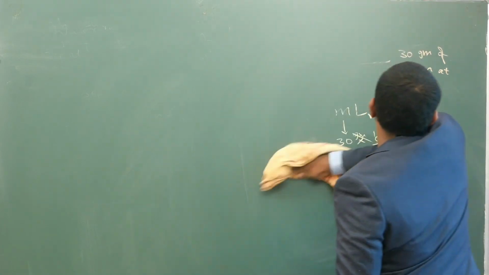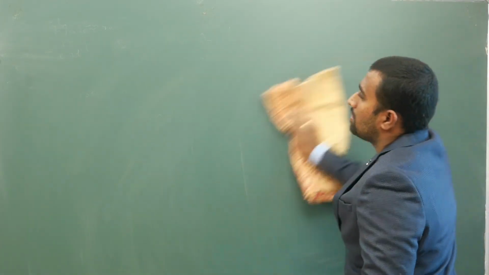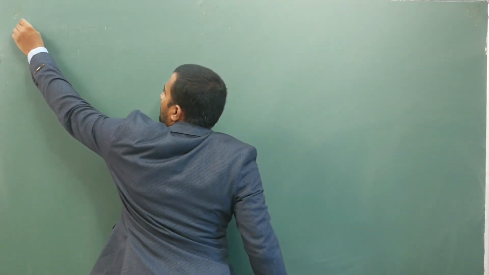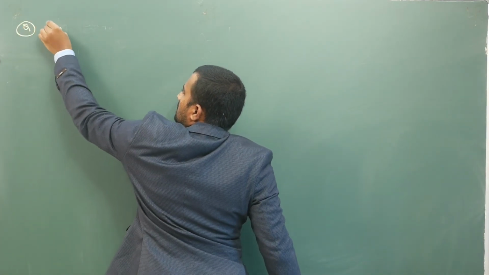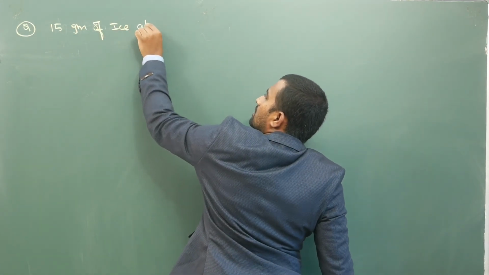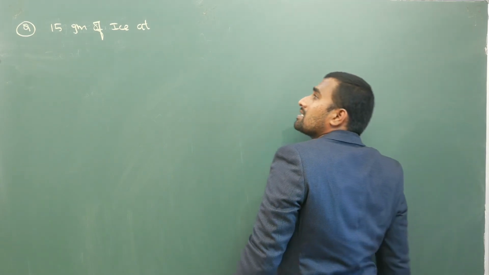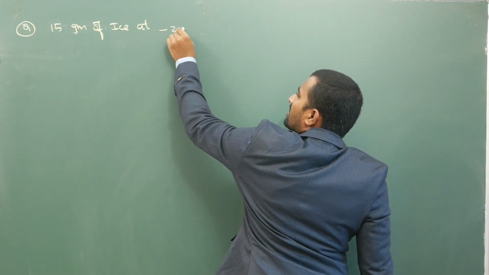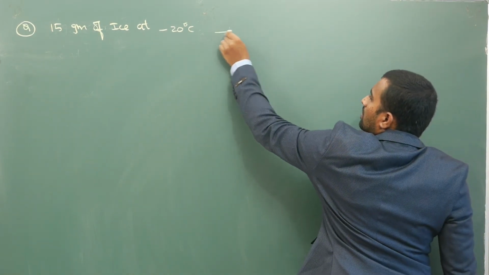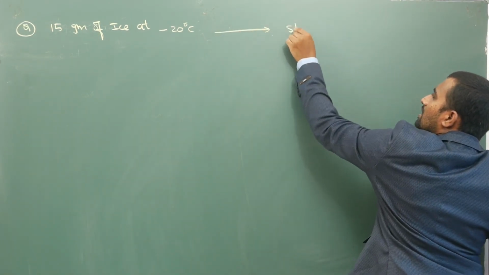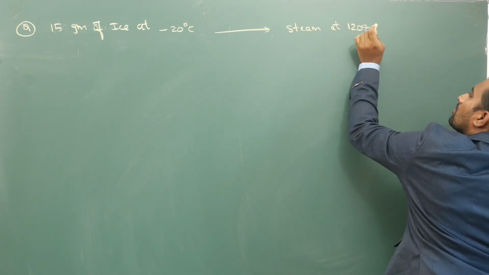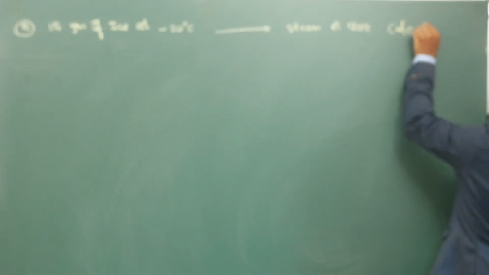So the next example is, let us say you are given 15 grams of ice at minus 20 degrees centigrade, and you are supposed to convert this to steam at 120 degrees centigrade. Calculate heat required.